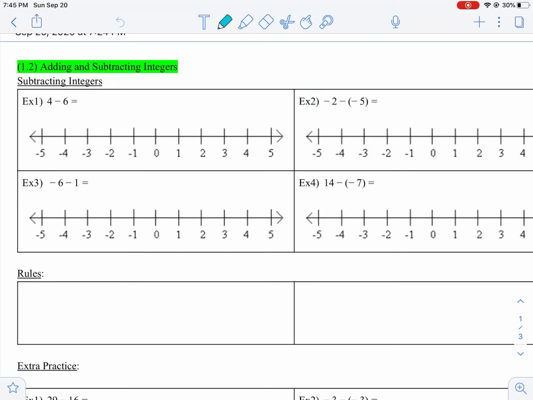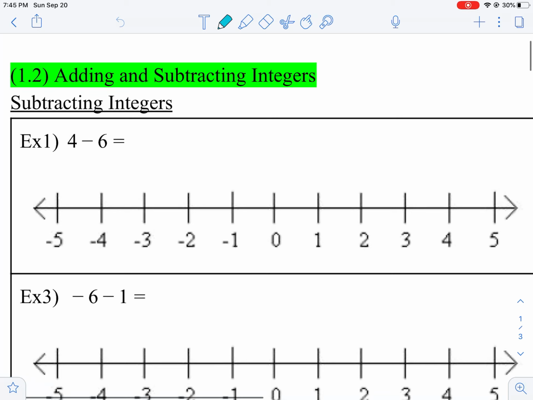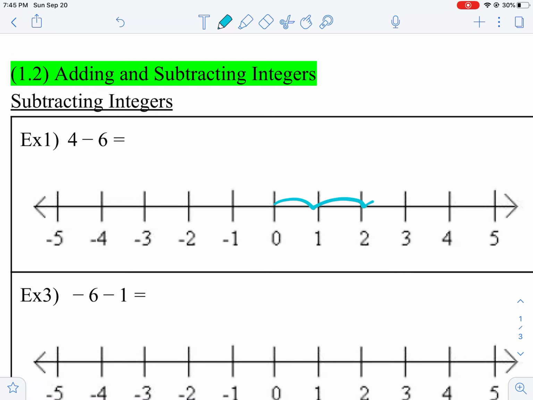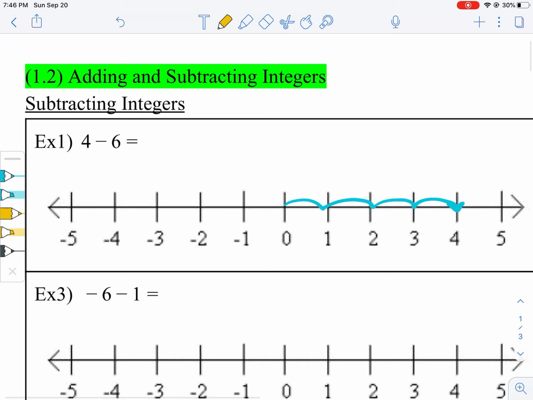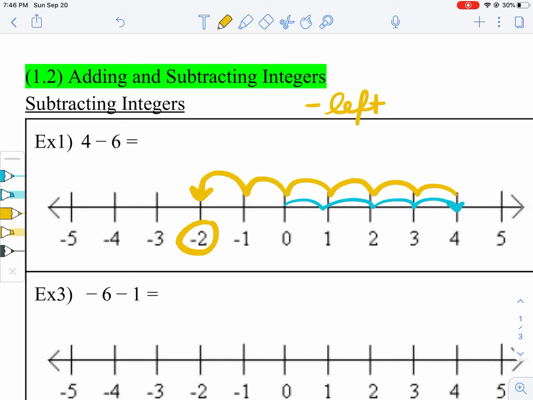So in the first one, we are going to start at 0, and we are going to go to 4. So here is our 2, 3, 4, okay? And then we are going to subtract. So when we subtract, we should be thinking losing. So we should be going to the left, okay? So when we subtract, we go to the left. So we go 1, 2, 3, 4, 5, 6. Now, if we think about our answer, it should make sense, because if I had say $4, and I lost 6, I would be in the negatives.